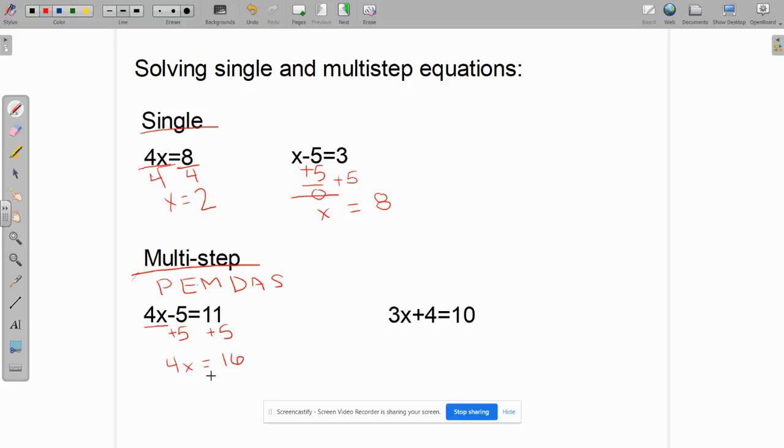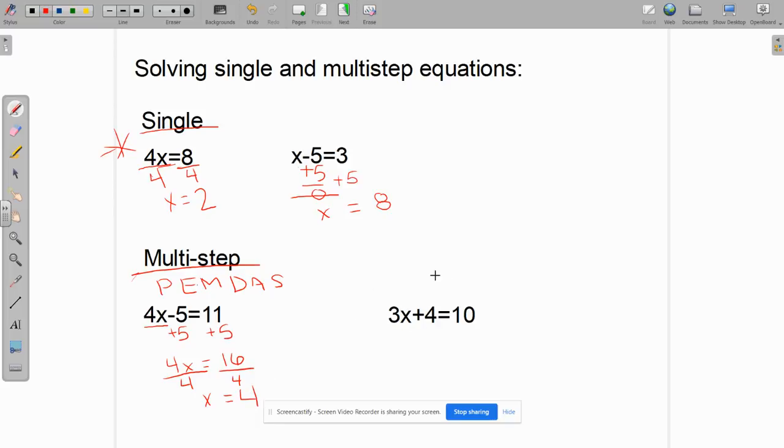So now I see this kind of looks like the single step one up here, and I'm going to follow those same steps. I want to get rid of this 4 attached to the x. So if I divide by 4, that's technically 1x. And again, what I do to one side, I'm doing to the other. So I'm dividing 16 by 4, and that would give you x equals 4. Let's look at another example.